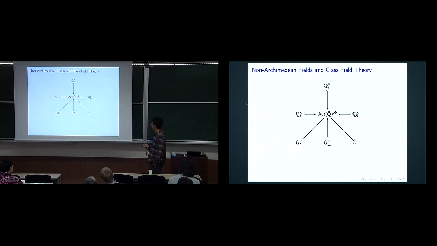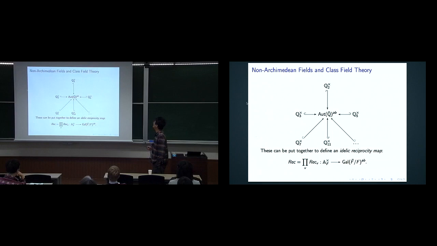I'll also mention that these maps can all be put together. So here I've already once again changed the context to the case of a general field. They can all be put together to define something called an idelic reciprocity map. I guess I should have mentioned this first, but this is essentially a product of all these.